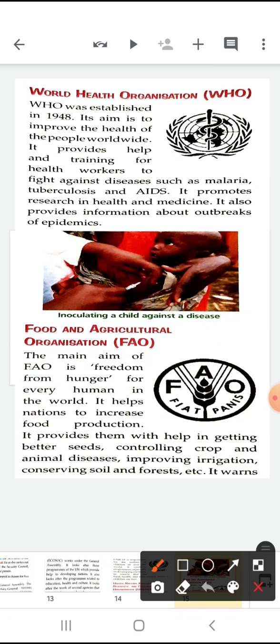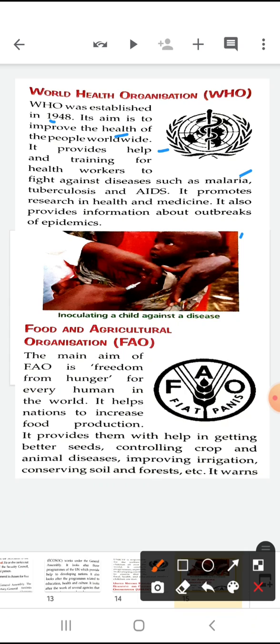The next special agency is WHO, the World Health Organization. It was established in 1948. Its aim is to improve the health of the people worldwide. It provides help and training for health workers to fight diseases such as malaria, tuberculosis and AIDS. It promotes research in health and medicine. It also provides information about outbreaks of epidemics. Okay?